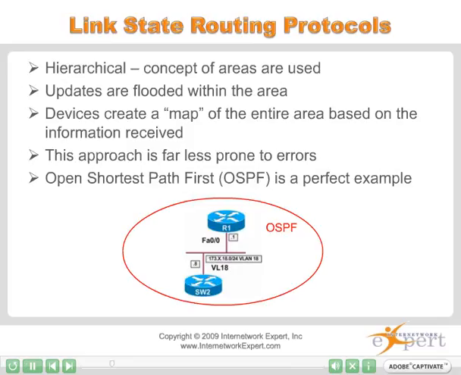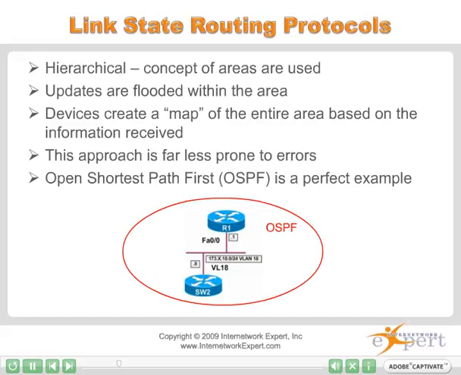A far superior approach to routing is link state routing protocols. We can consider these second generation protocols, and they are much more sophisticated and much less prone to errors. Link state routing protocols use this wonderful concept of hierarchical routing. We're going to use areas with our link state routing protocols. And instead of flooding the routing table, the full routing table, like we saw in distance vector, we are instead just going to flood within only our area updates about our link status.